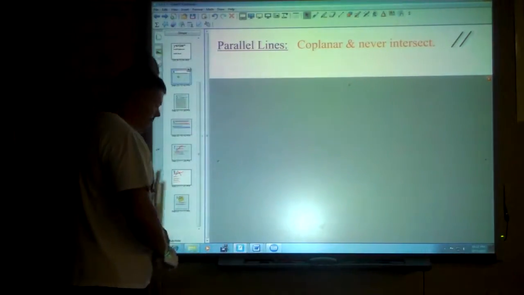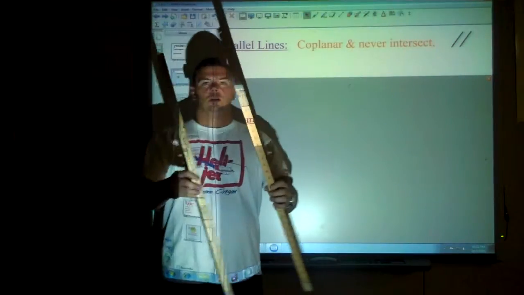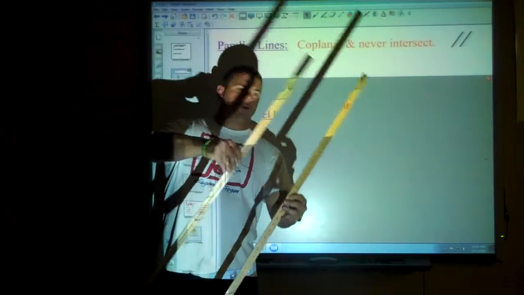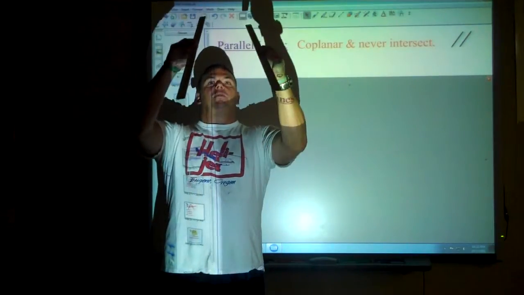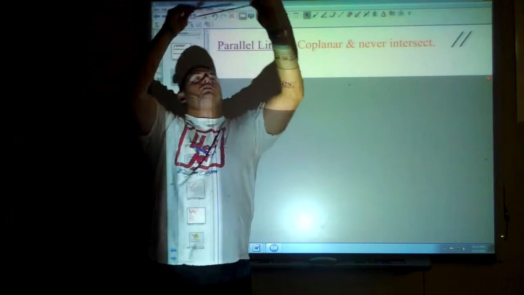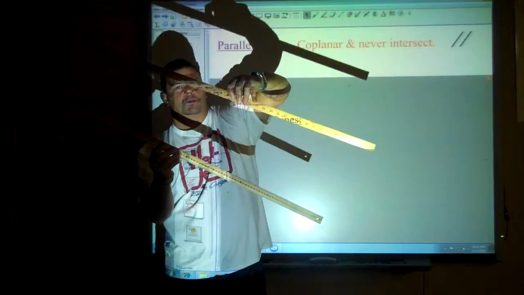And if I were to compare some parallel lines right here, I could say that these two are parallel to each other. No matter where they are, they're parallel to each other because they're in the same plane. That's parallel, parallel, parallel. As long as they stay in the same plane and they would never touch each other, that would be considered parallel.